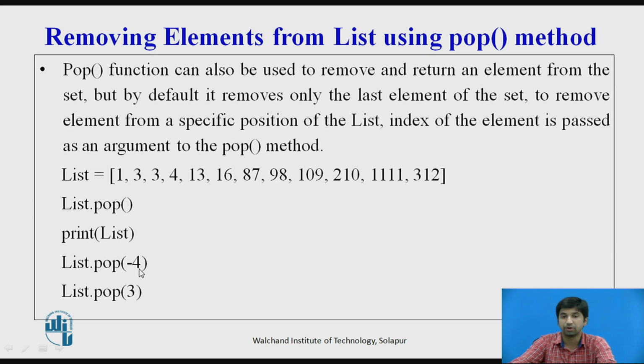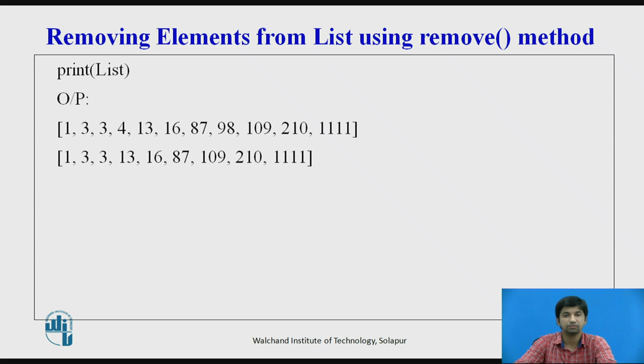list.pop(-4): -1, -2, -3, -4. 109 should be deleted. list.pop(3): 0, 1, 2, 3. Exactly, 4. Print list. Now first 312 was deleted, then 4 should be deleted. Yes, 4 is deleted. So this is how we get the output on the screen or the console.